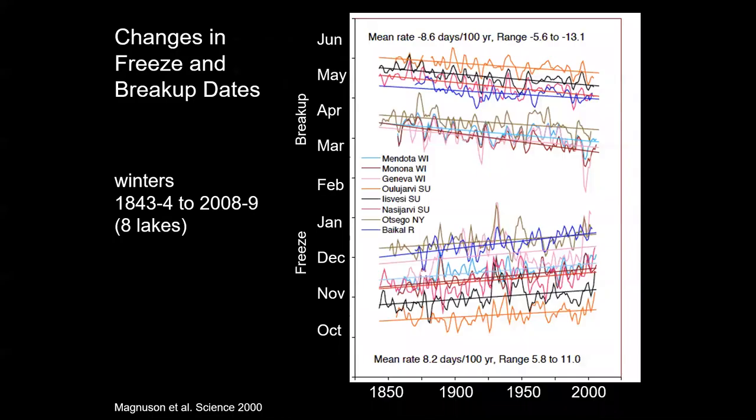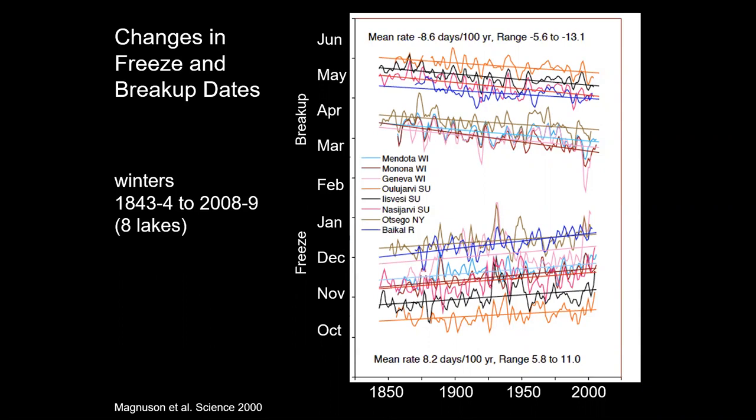And here's what we got. Now, I've shown the data a little bit differently. The upper lines are the breakup dates. And you'll notice the breakup dates are getting earlier and earlier. The bottom lines are freeze dates or ice on date. And you notice that's getting later and later and later. The distance between these two lines, of course, is the duration of ice cover, and you can see that's getting shorter and shorter and shorter.